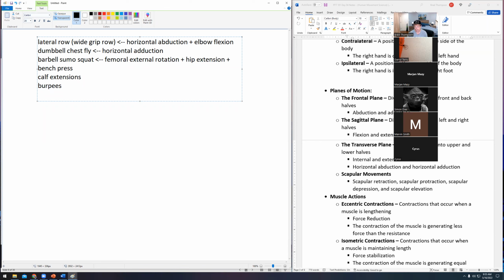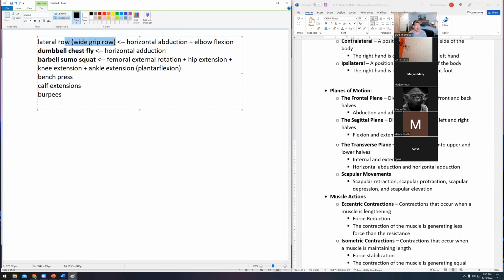And then at the knee, I'm doing knee extension. And at the ankle, I'm going to write ankle extension here, which, for those of you who know, doesn't exist. But for my new folks, that's plantar flexion. Okay. This chart's getting more complicated by the second, so I'm going to put these in bold.